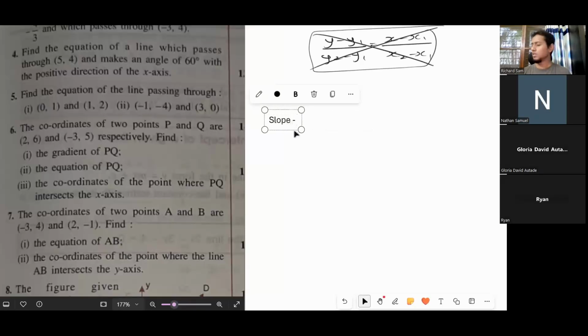Yes, slope is called gradient and the angle is called inclination.